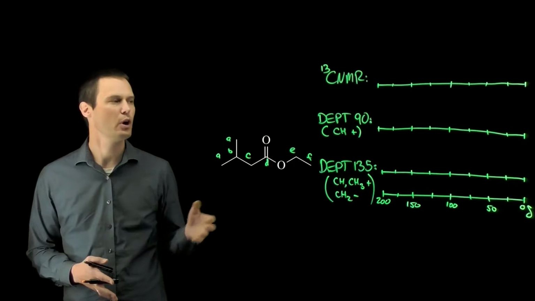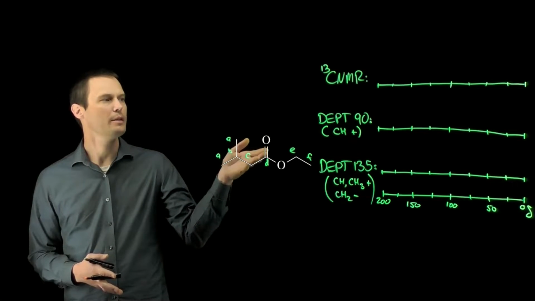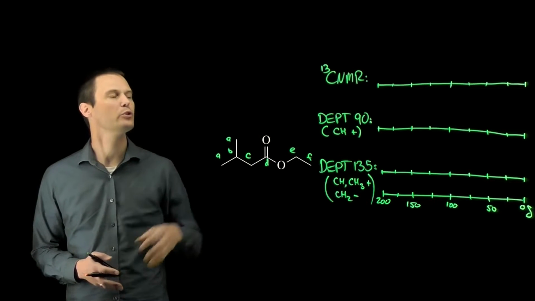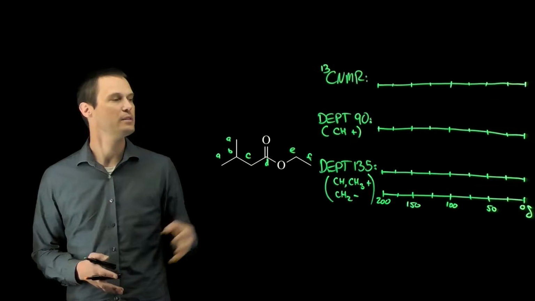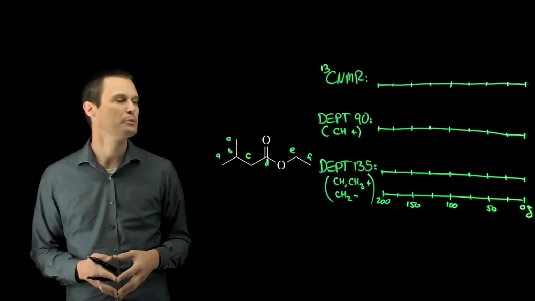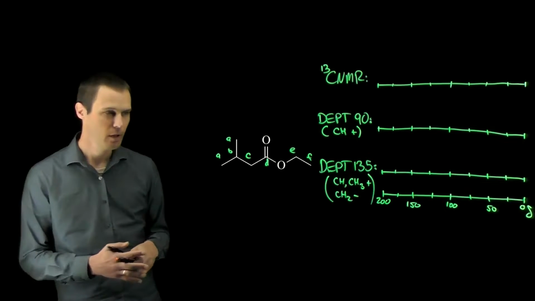This assessment asks us to draw the DEPT sequence for this molecule. We'll use the carbon NMR, the DEPT 90, and the DEPT 135. As a reminder, DEPT 90 only shows positive signals for CH groups. DEPT 135 shows positive signals for CH and CH3 groups and negative signals for CH2 groups. So let's go through this molecule and add these signals to these spectra.